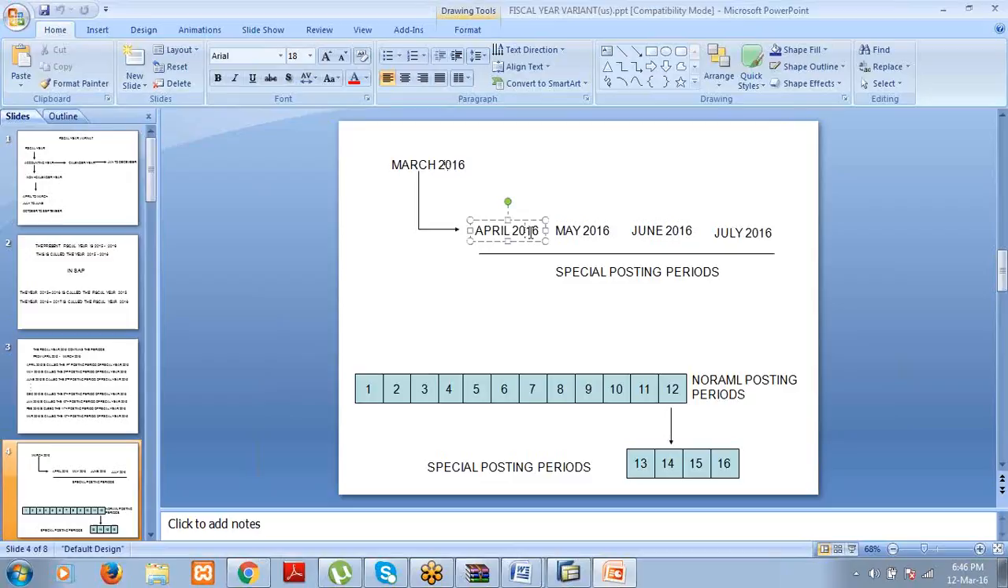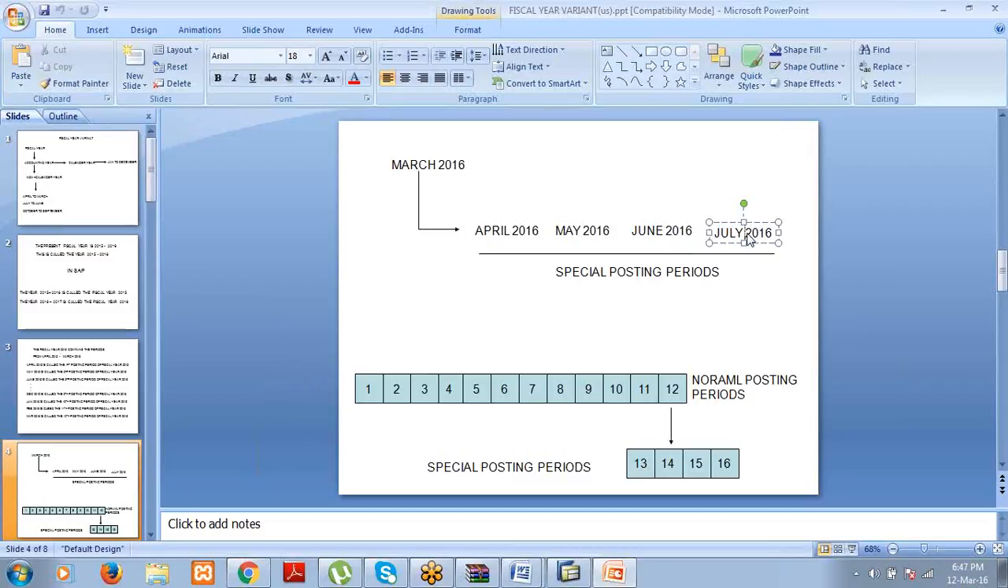Now, if you want to have only one special period, you can post the adjustments up to 30th April 2016. And if you want to have 2 special periods, you can post the adjustments up to 31st May 2016. I'm talking about fiscal year 2015. And if you want to have only 3 special periods, you can post the adjustments up to 30th June 2016. If you want to have 4 special periods, you can post the adjustments up to July 2016. So the number of special periods you want to have determines the period for which you can post adjustments, right?